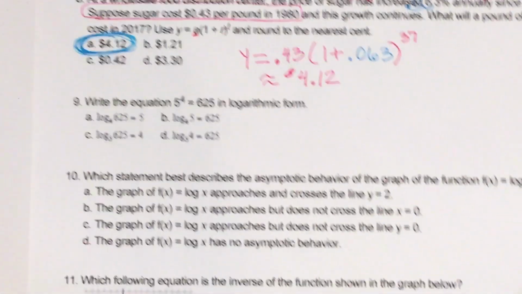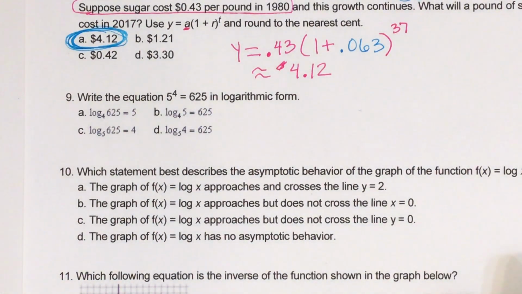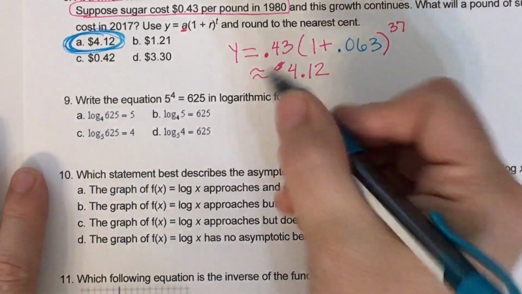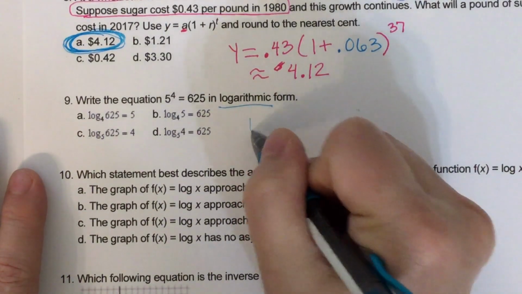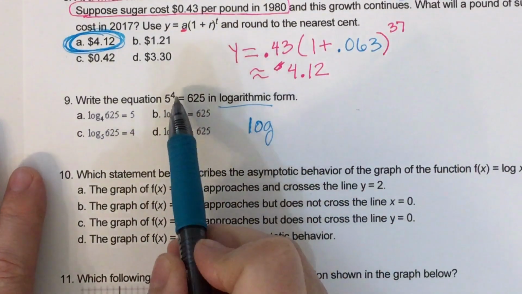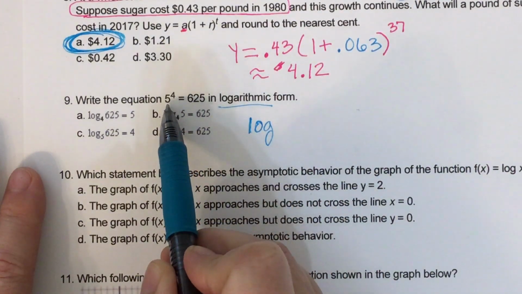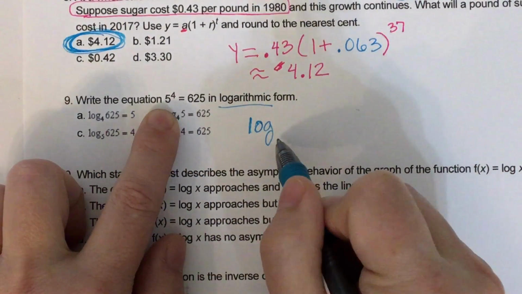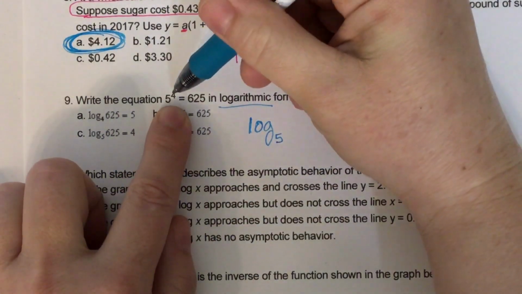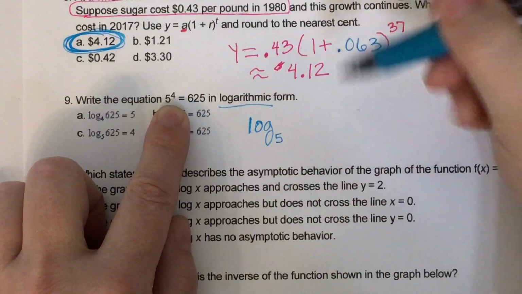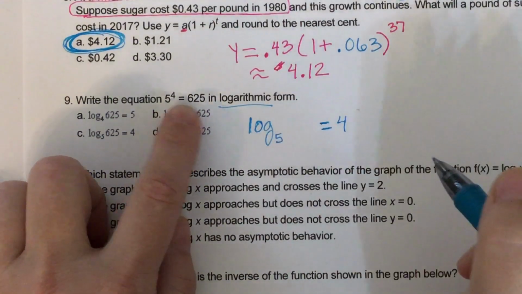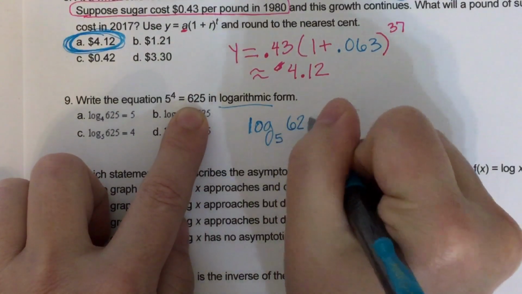Okay, number 9. This one, really easy. We're trying to write it in logarithmic form. So first, we write the word log. And then under the exponent is the base. So remember the base is always down low. This is the exponent, and it goes way out here. And what it equals goes in the middle.